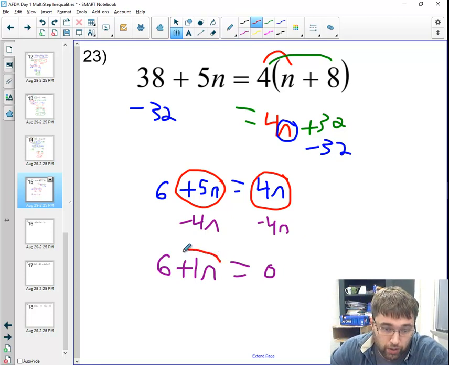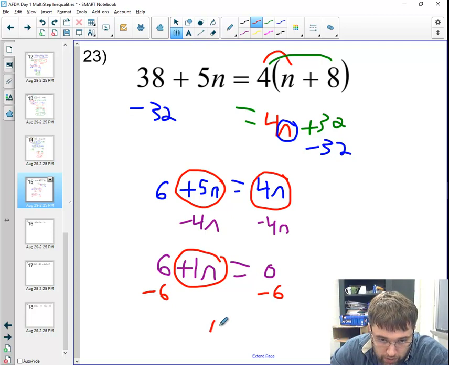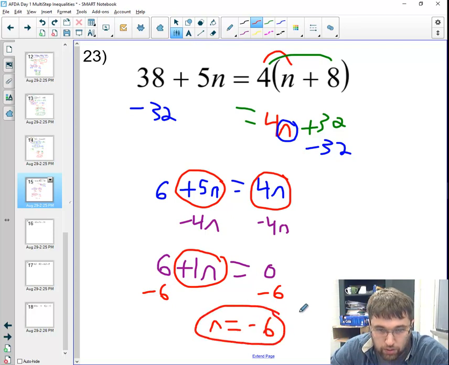So now when I circle the variable and take care of the hater, I subtract 6 from both sides. Because I moved this first without taking care of the variables, it's an extra step. 1n is just n, so we have n equals negative 6, and that's the answer.